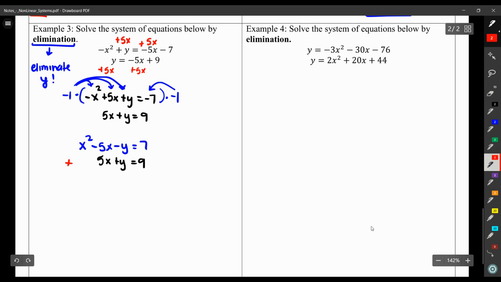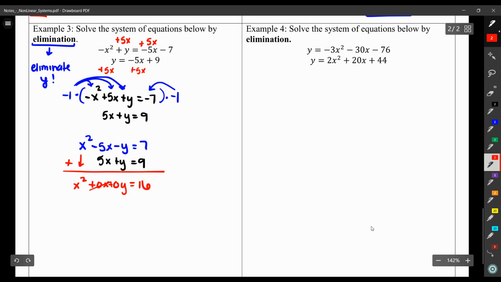And now we can add these up and make sure the y values add to 0. So there is no like term with x squared, so we're just going to drop it down. Negative 5x and 5x makes 0x, negative y plus y makes 0y, and then 9 plus 7 makes 16.